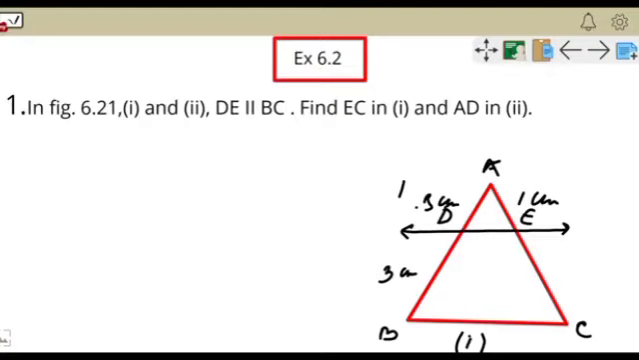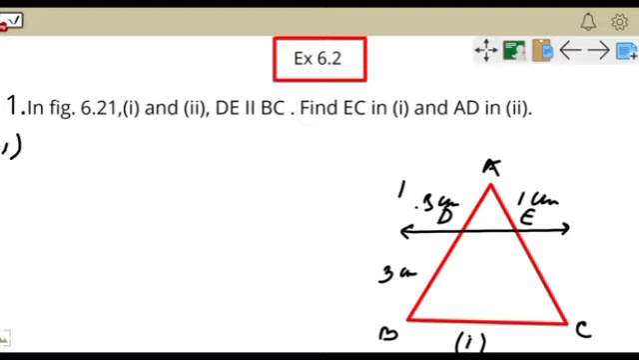Good morning, students. Today we'll start our 6.2 question number 1. In figure 6.21, Roman figure 1 and 2, DE is parallel to BC. Find EC in Roman figure 1 and AD in Roman figure 2. The figure that you see right now is your Roman figure 1, and we're going to start solving from here.